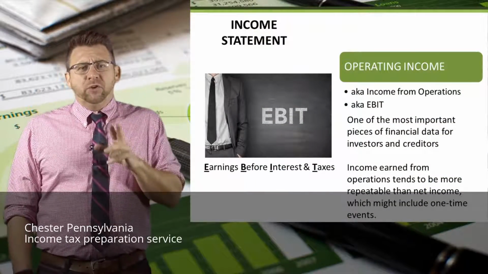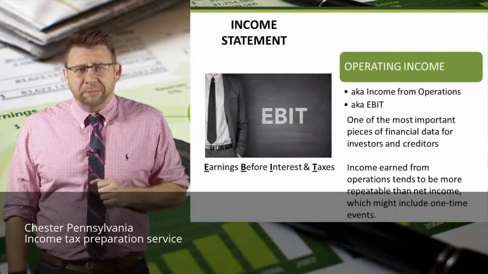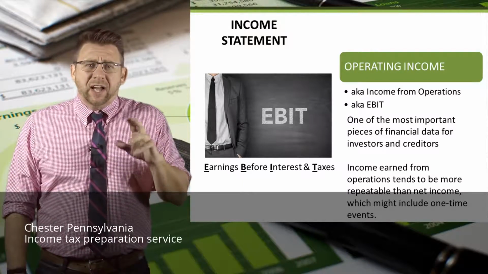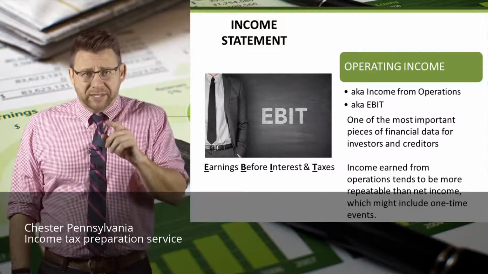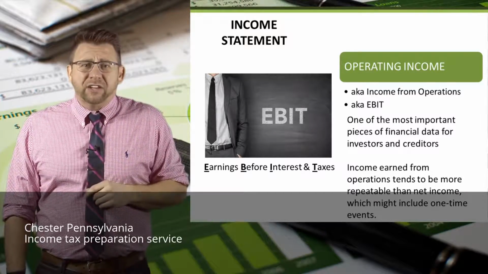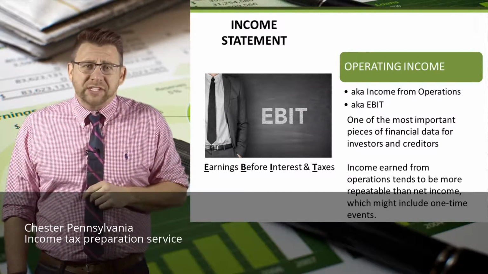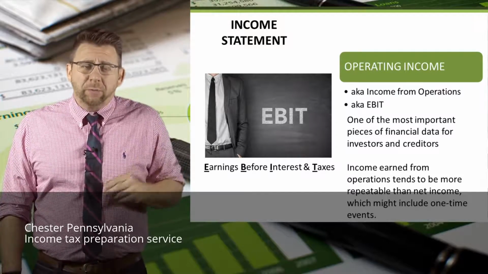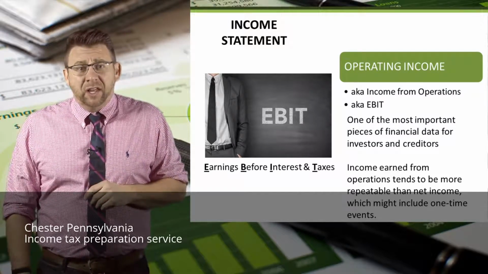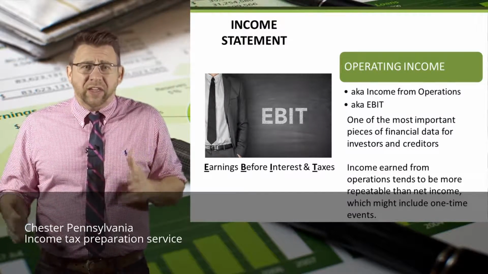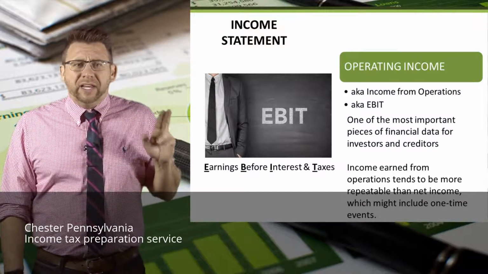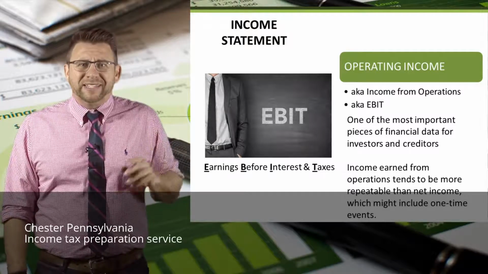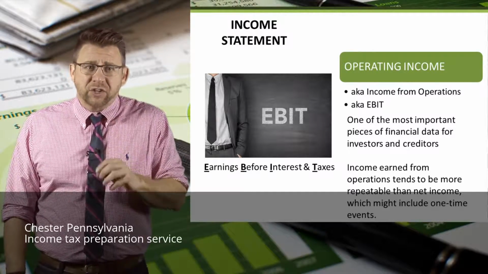Operating income has a few different names that you might hear from time to time. It is also known as income from operations, or EBIT. EBIT stands for earnings before interest and taxes. In fact, when we look back at the multi-step income statement, you'll see that about the only things that remain are interest and taxes.